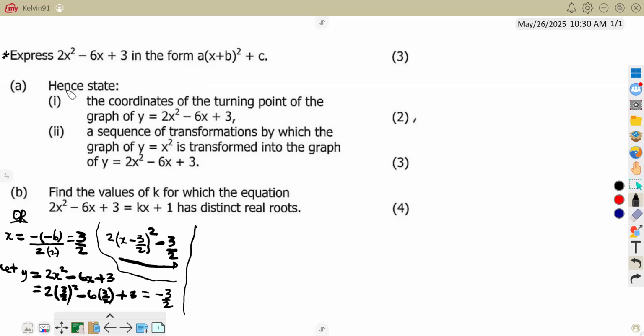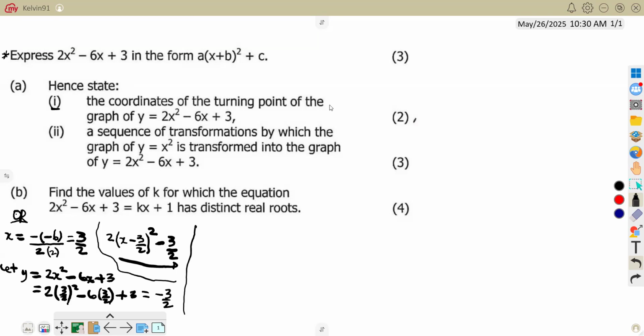We are moving on to part A, 1. Then they are saying, hence state the coordinates of the turning point of the graph of y equal to 2x squared minus 6x plus 3. So they want the coordinates of the turning point of this graph.